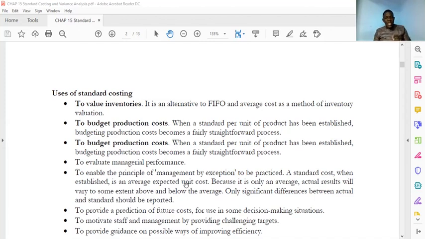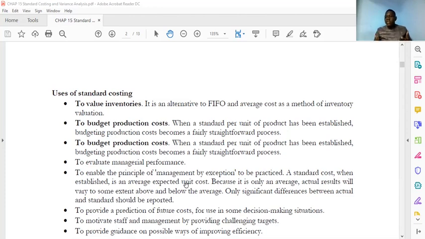Four, to enable the principle of management by exception to be practiced. Now, a standard cost, when established, is an average expected unit cost. Because it is only an average, actual results will vary to some extent above and below the average. Only significant differences between actual and standard should be reported.